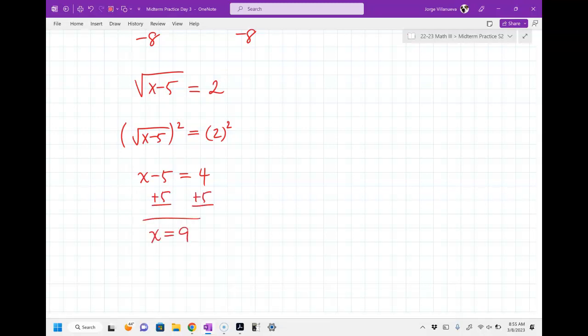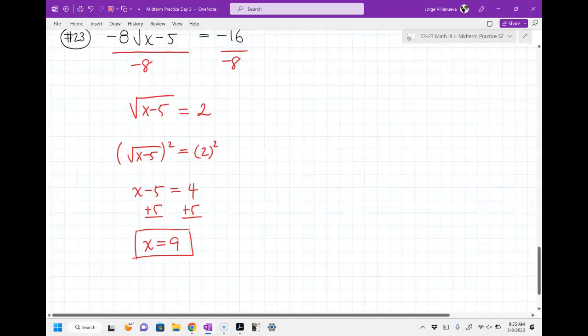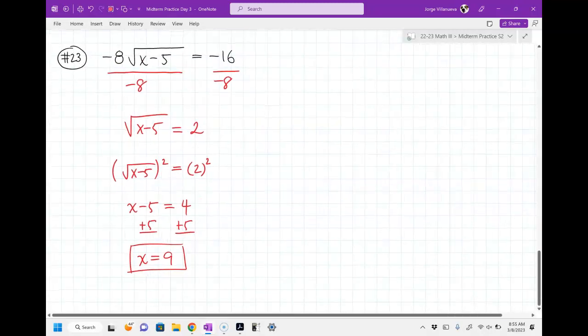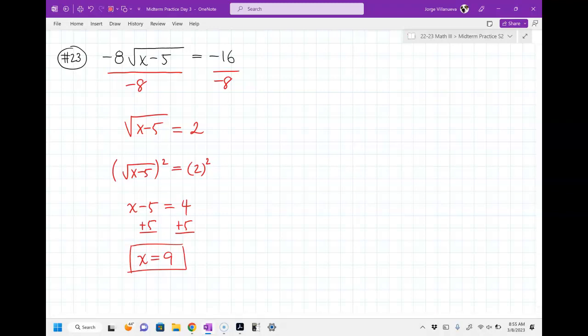So I'm going to put a box around it, but I am going to check it. Okay, I'm not just going to say I'm done. Okay, let's check my answer. So if I plug in a 9 into the original square root, it becomes 9 minus 5. That's a 4. The square root of 4 is 2, and 2 times negative 8 is negative 16. So it does work out.